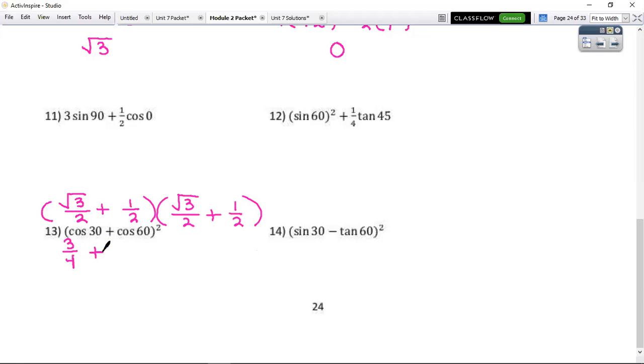Plus radical 3 times 1 is radical 3. And 2 times 2 is 4. Plus another radical 3 over 4. And then 1/2 times 1/2 is 1/4. So actually you have a common denominator, so this is not bad. I'm going to take 3/4 and 1/4 and pull them to the front. So that would give me 4/4 plus 2 radical 3, and this is all over 4.